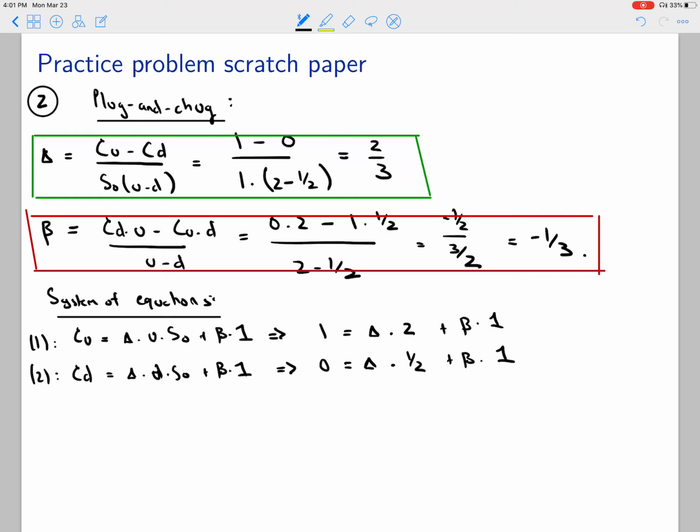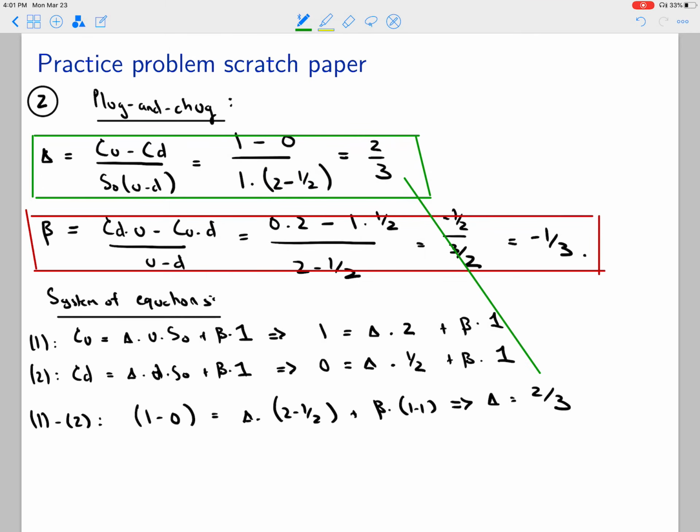What we're going to do is just use our sixth grade algebra. We subtract equation 2 from equation 1. This gives us 1 minus 0 equals delta times (2 minus 1/2) plus beta times (1 minus 1), which implies the left-hand side is 1. The right-hand side is going to be 0 times beta plus delta times 3/2. So invert that. Delta has to be equal to 2/3, which exactly matches what we have above. Okay, so we're reassured on our answer.